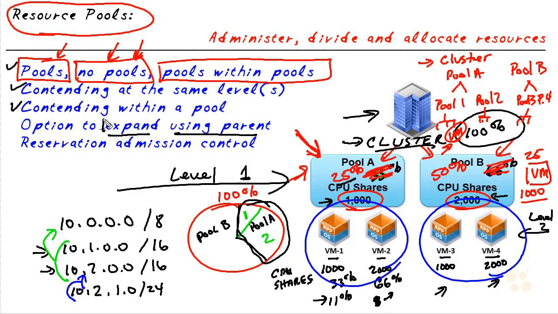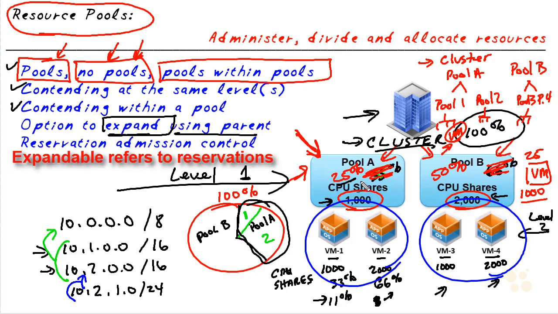If we set the option for expandable on this pool, expandable for this pool means it's okay to go ahead and ask the higher level parent, in this case the cluster, for those additional resources. So if pool B and this VM are not using the additional resources that pool A would like to get, the cluster in this example, which is acting as a root resource pool, can go ahead and allocate those resources down to pool A. That's what expandable is all about as a property of a resource pool.